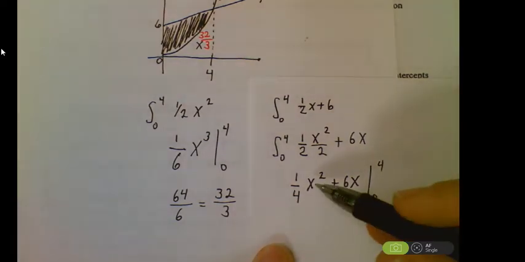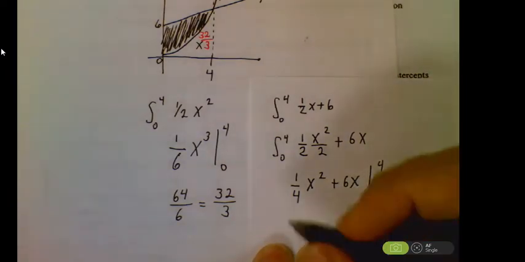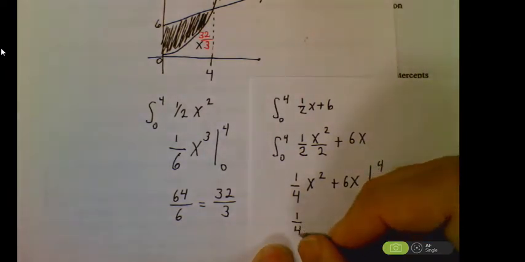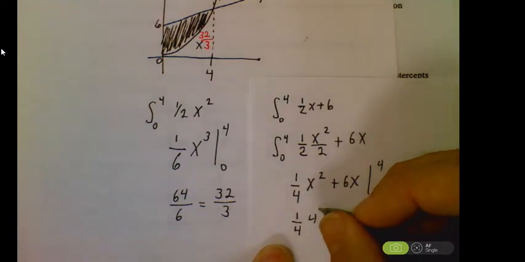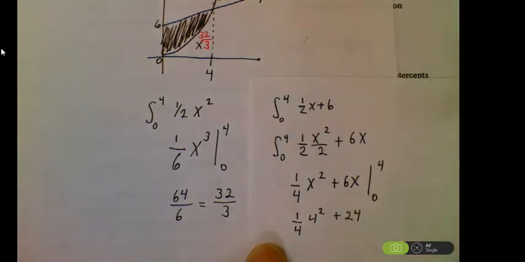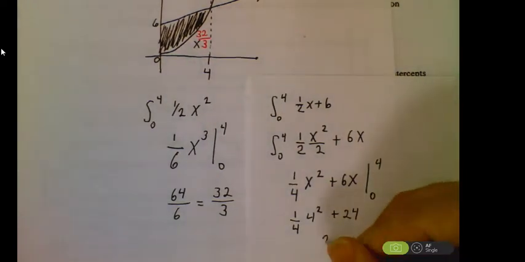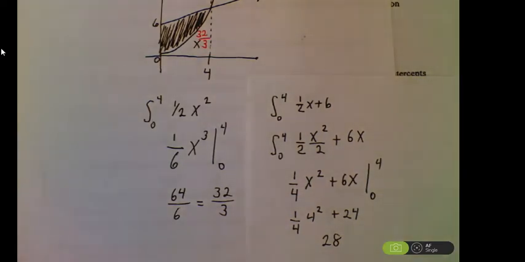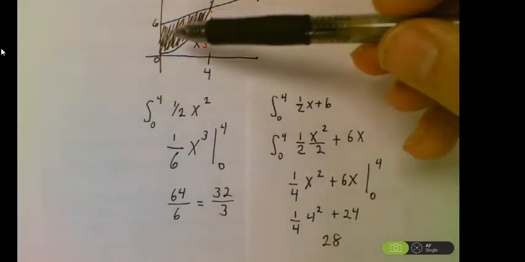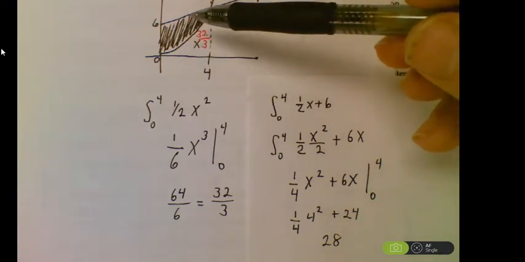Obviously the 0 is just going to make the entire thing 0. So really when I just punch in the 4, I'm going to get my answer. But I got my 1/4 4 squared plus 6 times 4, which is 24. So a little calculator work on that, or you could just simplify that in your head. So you got 16 divided by 4, which is 4, plus 24 is 28. So the 28 is the area of this trapezoid that we see right here. It is the entire area below this line.